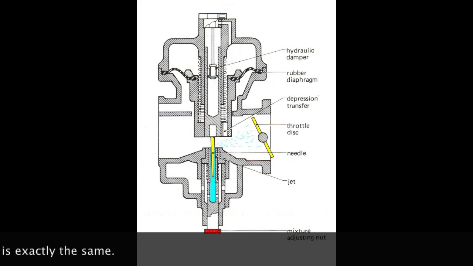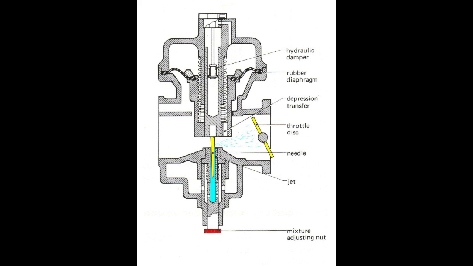Atmospheric pressure below the diaphragm is conveyed by the port above the choke tube on the air filter side. Low pressure above the diaphragm is communicated via the depression transfer port in the piston. If the diaphragm leaks, the piston will drop, reducing the flow of air and fuel.